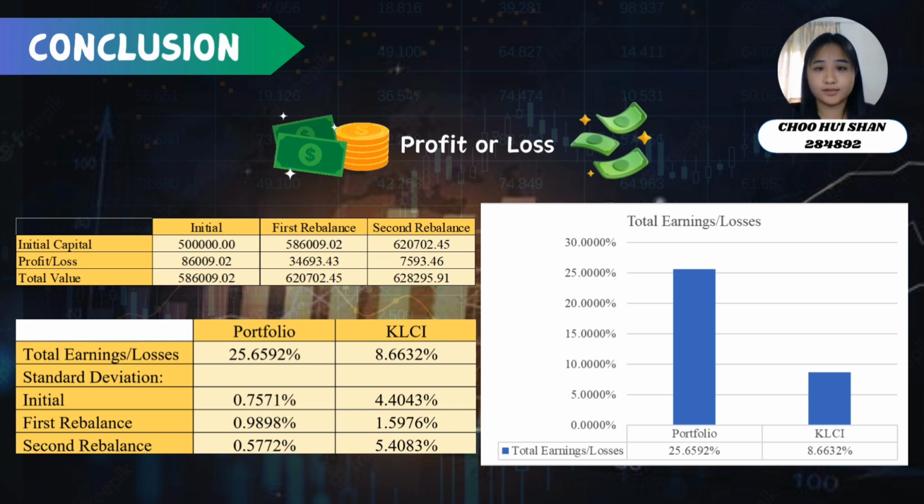After the first rebalancing, our portfolio still achieved a positive return with a value of 34,693 ringgit and 43 cents. However, the return is lower than the previous, and the total value of the current portfolio is 620,702 ringgit and 45 cents. After the second rebalancing, the return was lower than before, with a value of 7,593 ringgit and 46 cents, and the total value of our portfolio rose slightly to 628,295 ringgit and 91 cents.